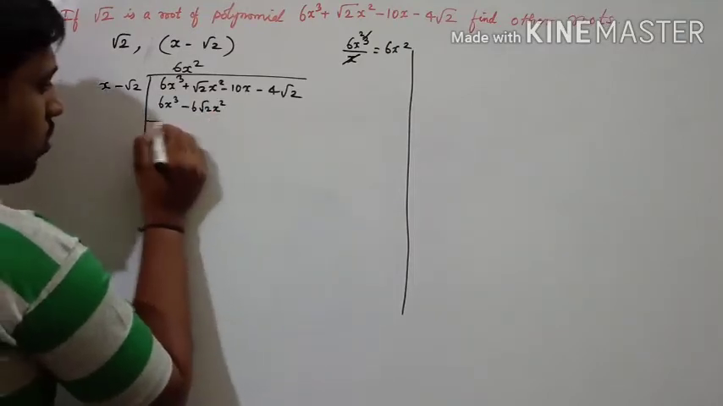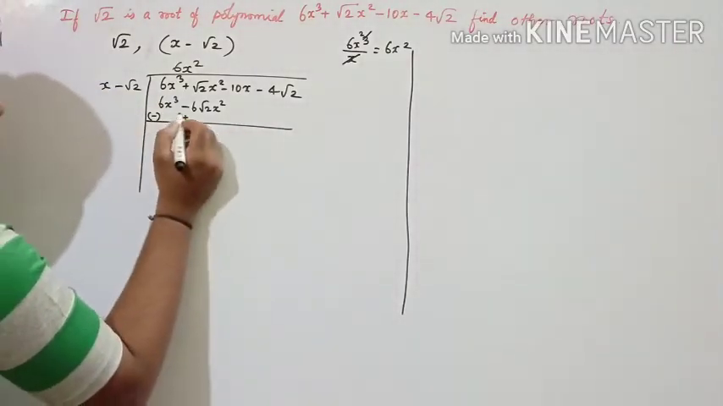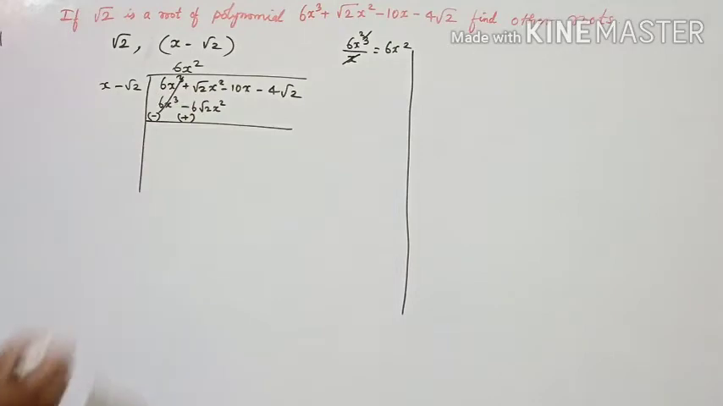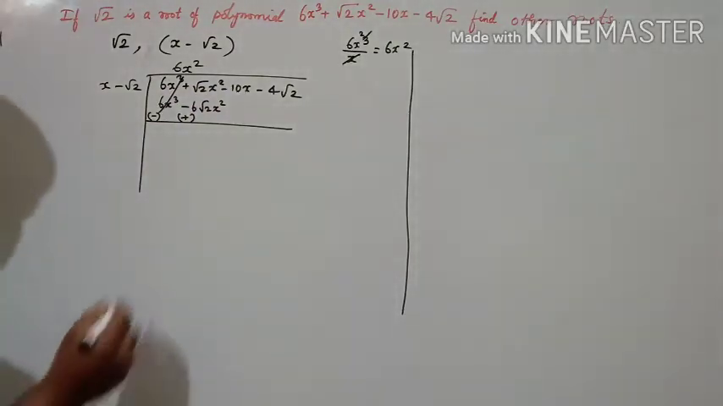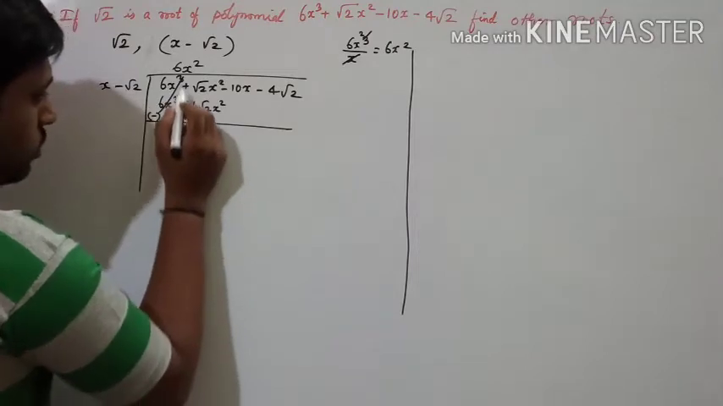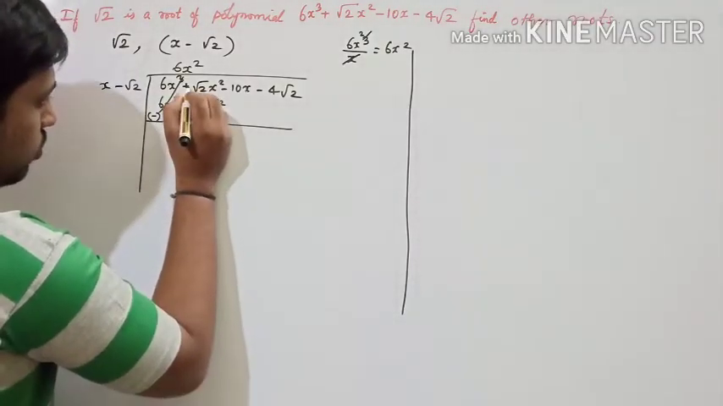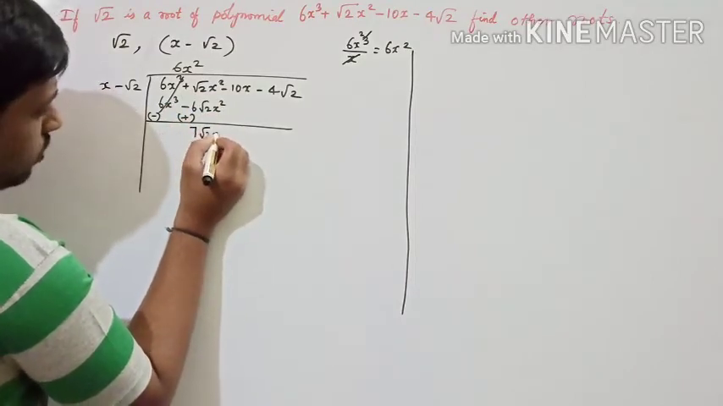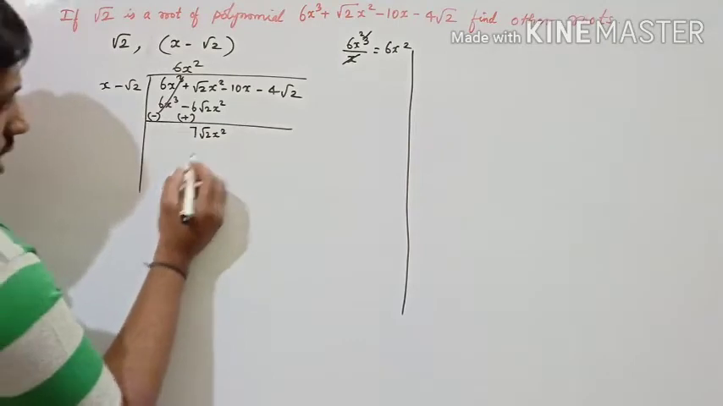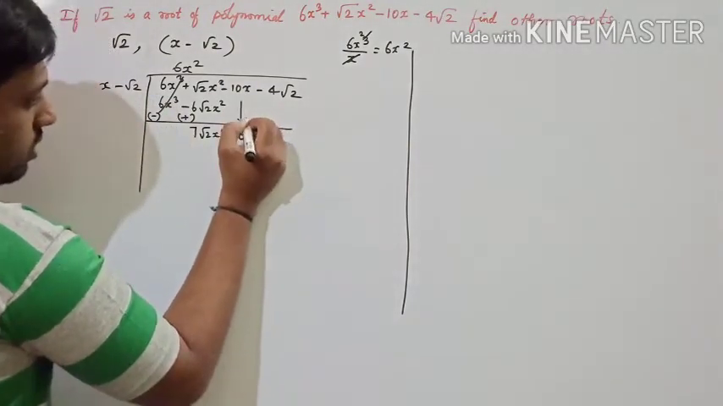Okay. Now what am I going to do? I am going to change the sign so that I can subtract. So plus 6x cube and minus 6x cube get cancelled. And since we have these two with a plus sign, here 1 root 2, here 6 root 2. So this becomes 7 root 2 x square. I am going to add here. Okay, 7 root 2 x square minus 10x. I am bringing this one down.